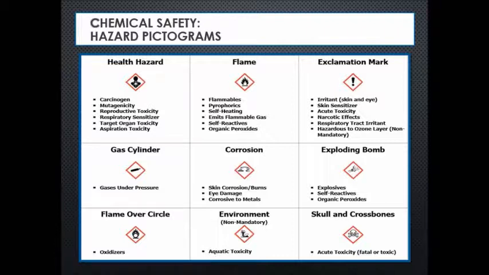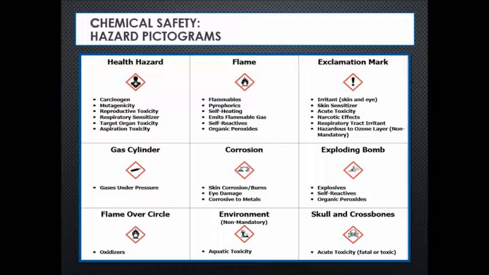The flame over the circle means that the material is an oxidizer. Oxidizers combine materials with oxygen. This can show up in a variety of ways, but one common indicator of oxidization is rust. Bleach and hydrogen peroxide are common oxidizers.